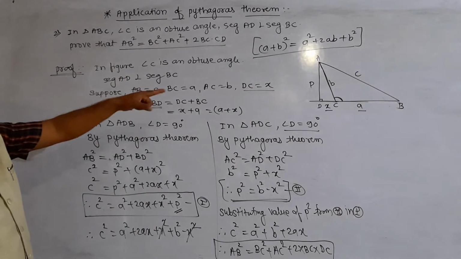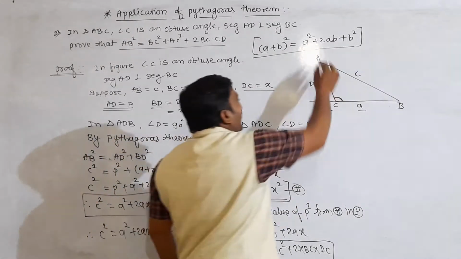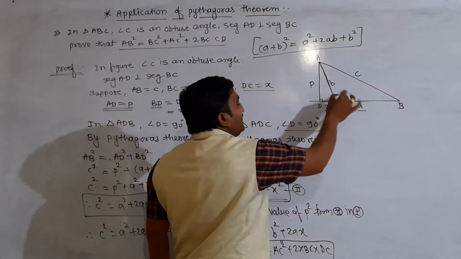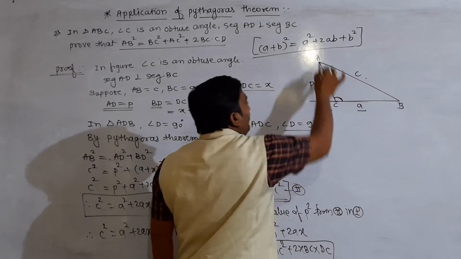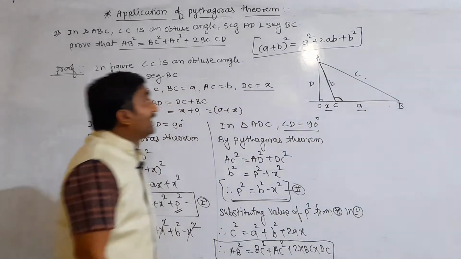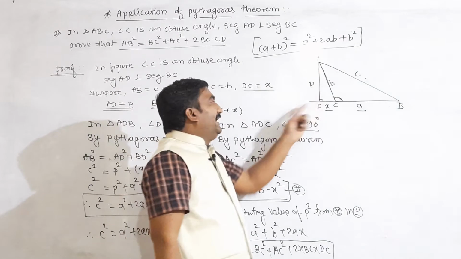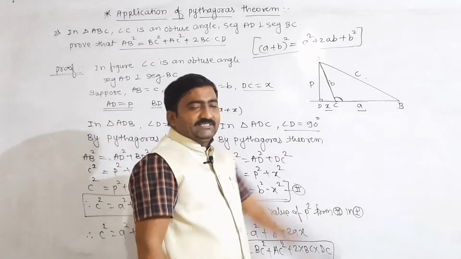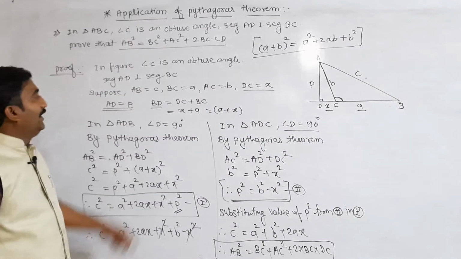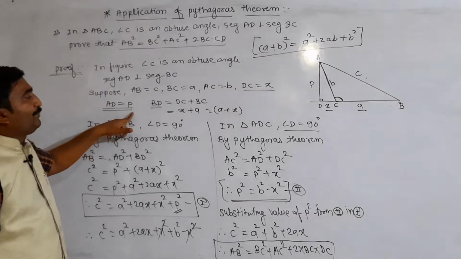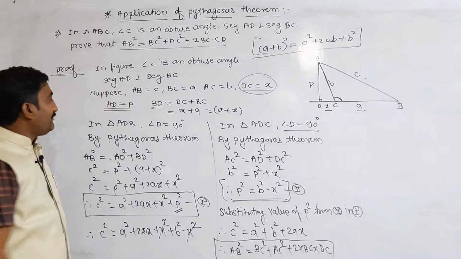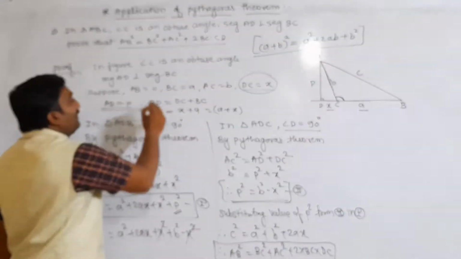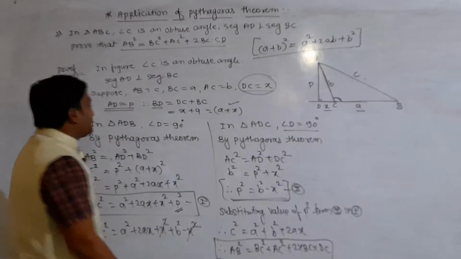Remember that first we have to take this triangle ABC. Angle C is an obtuse angle. AB as c, then BC as a and AC as b. Then we can draw perpendicular segment AD to BC by taking the value of AD equal to p, DC equal to x. We first calculate BD. BD is equal to a plus x.